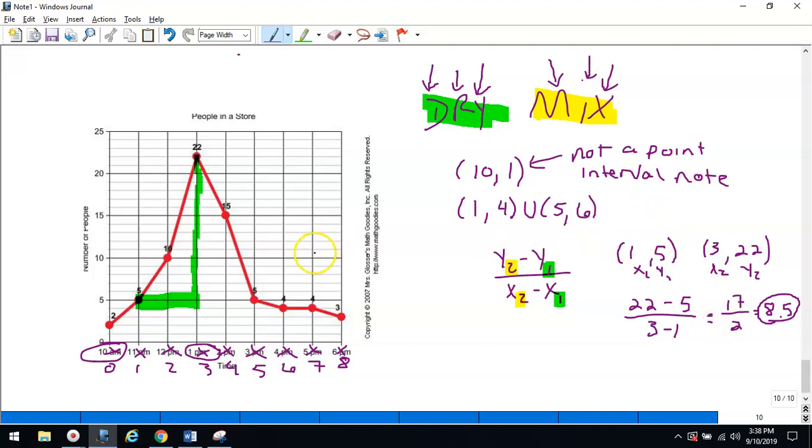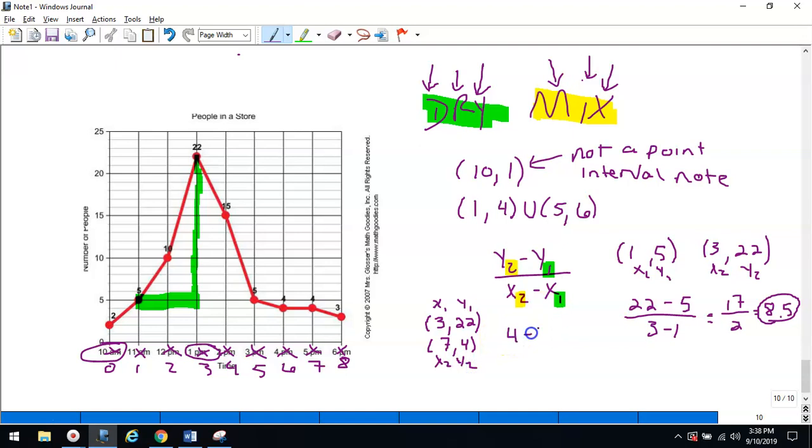Jay says from 1 to 5. So we need 2 more, and we can look at that. This is going to be a decreasing one, right? So from 1, which is actually 3, to 22, to 5, which is actually 7, which is 4 people in there. What's it going to be? So this is x1, y1, x2, y2.